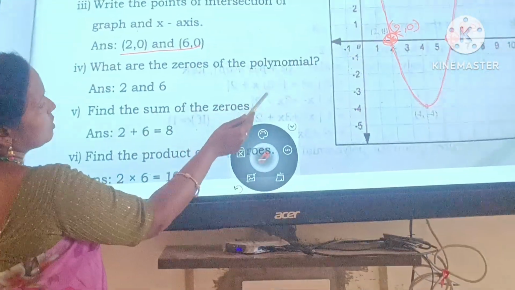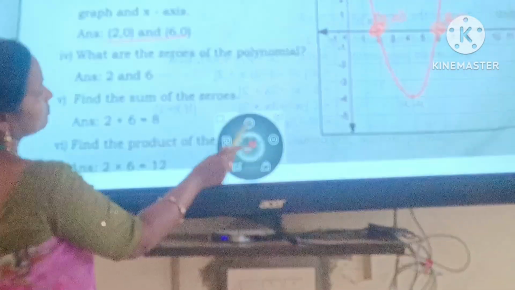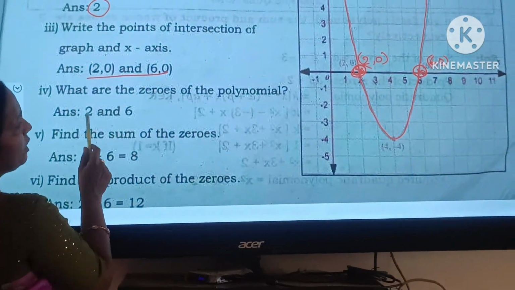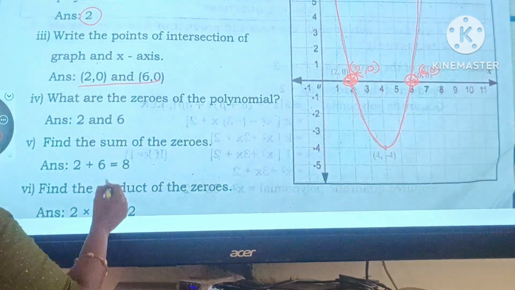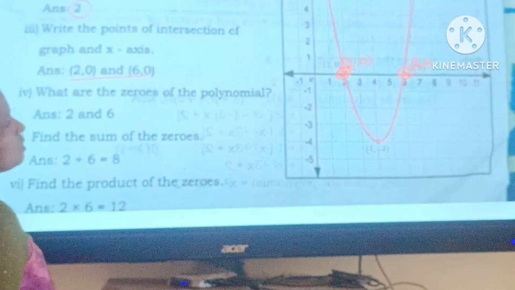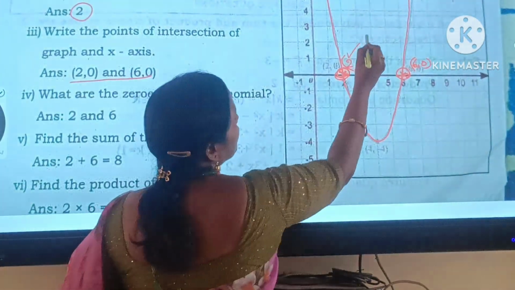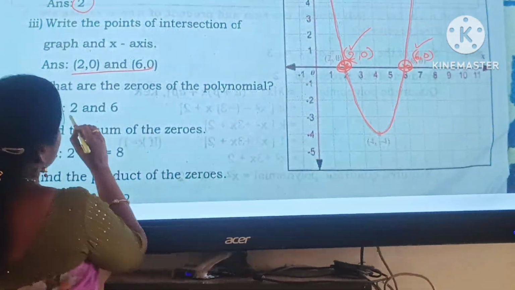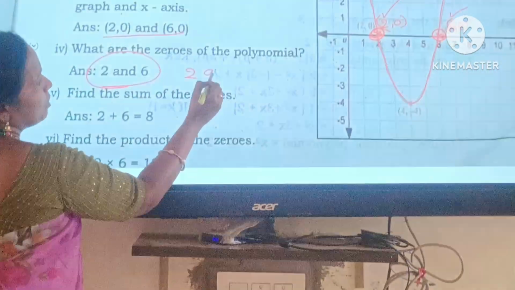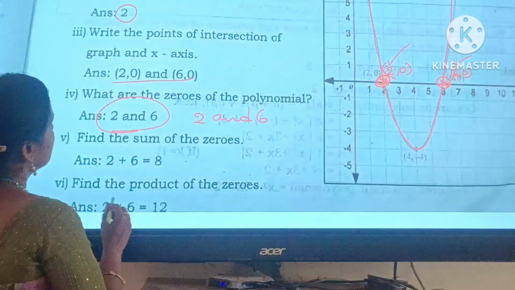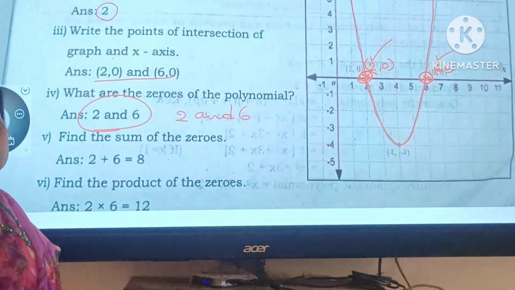What are the zeros of the polynomial? Here students get confused. For what are the zeros of the polynomial, it is enough to mention 2 and 6.